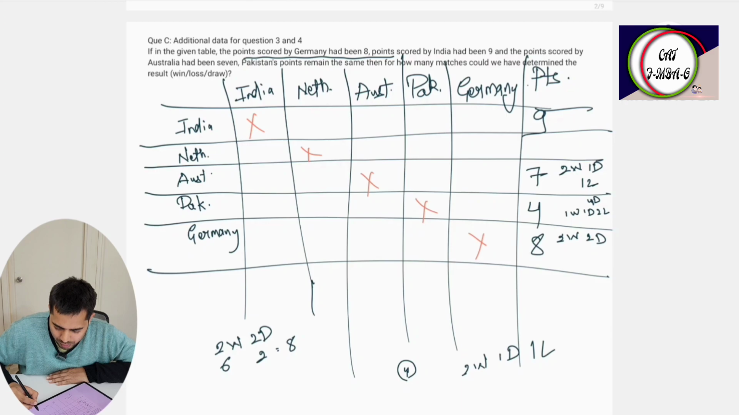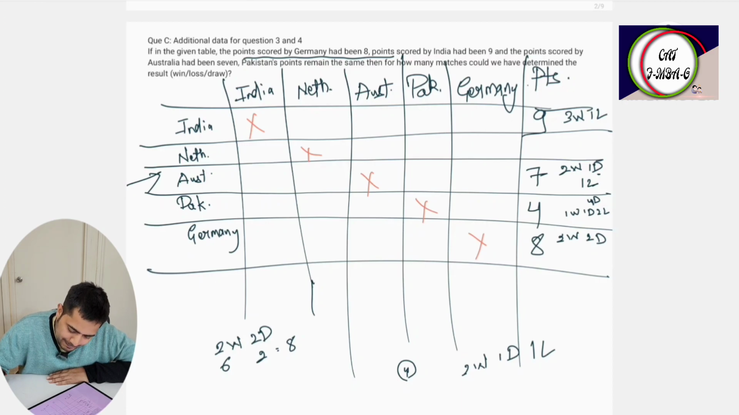Okay. India has 9. Can 9 be completed by 2 wins? Then 3 draws would be required. No. So 3 wins and 1 loss. Okay. So Germany has 2 draws. 1 draw of Germany will be against Australia because 1 draw is mentioned here. The other draw cannot be against India. So it can be against Netherlands or against Pakistan.